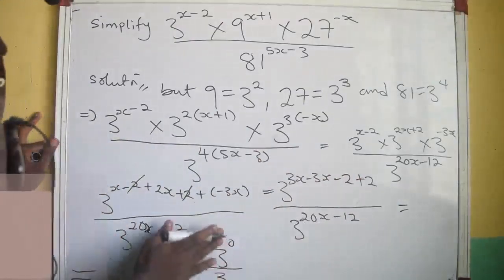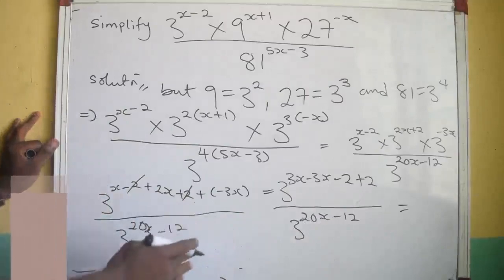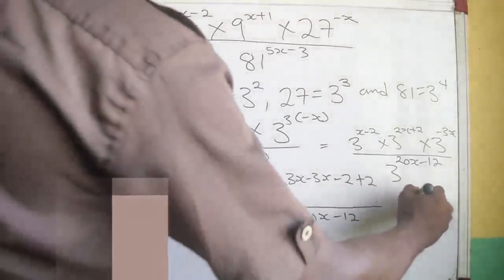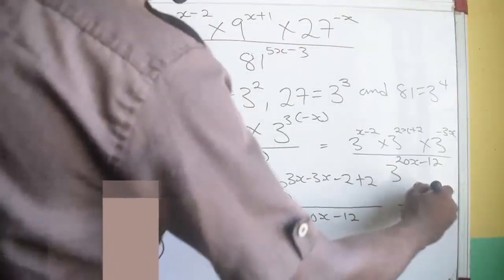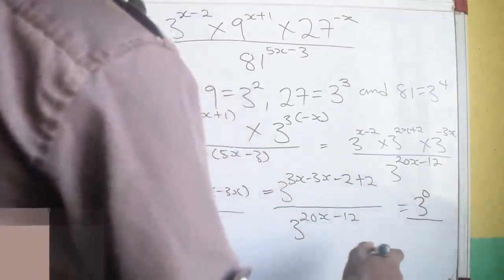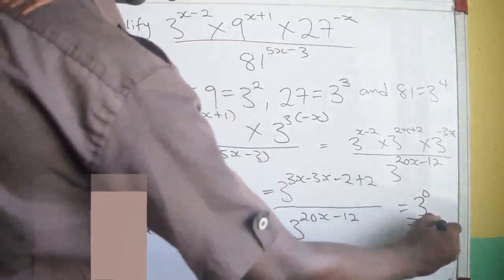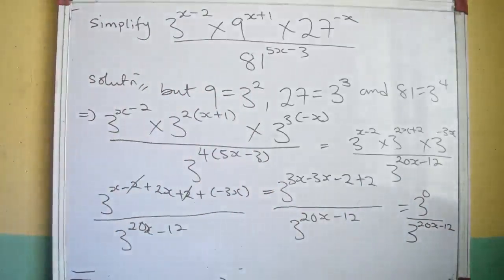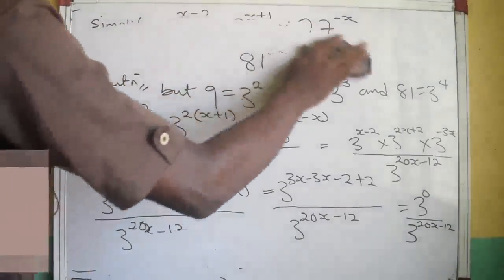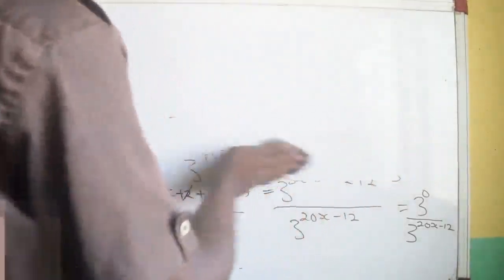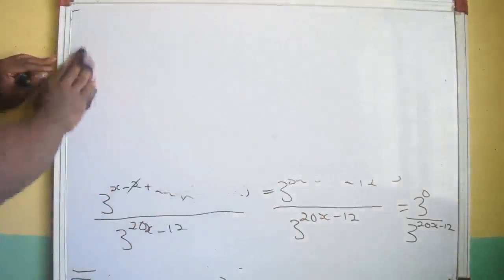3 raised to the power, let me pick it up. Well, I still have space here. We have 3 raised to the power 0 all over 3 raised to the power 20x minus 12. So in this regard, this is how it is. If we continue, let me clean this up. If we continue, it will look like this.